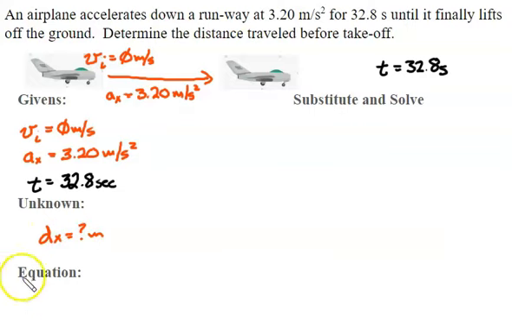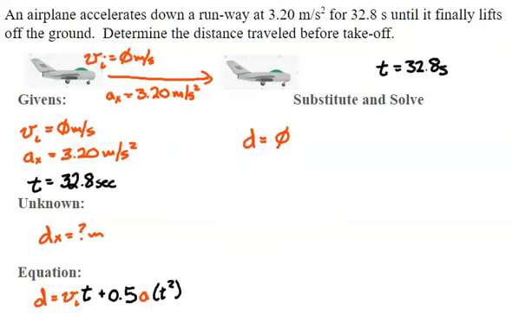And because of that, I'm going to choose the equation displacement equals velocity initial times time plus 0.5 acceleration times time squared. So I don't know what d is, so I'm just going to write it again. But that equals 0 times our time, which is 32.8. So we multiply those together.